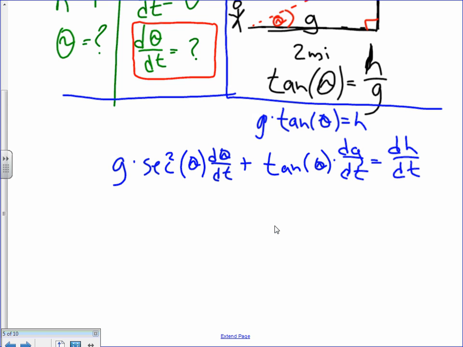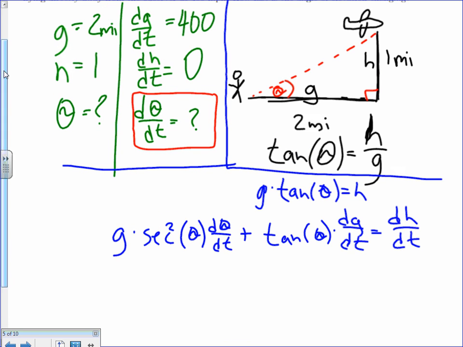Okay, so here we go. Let's look at our given information up here and look at what we've got and see what we can plug in for. So d theta dt, that's what we're trying to solve for. So that one's fine. G, we have a value of g. Good to go.